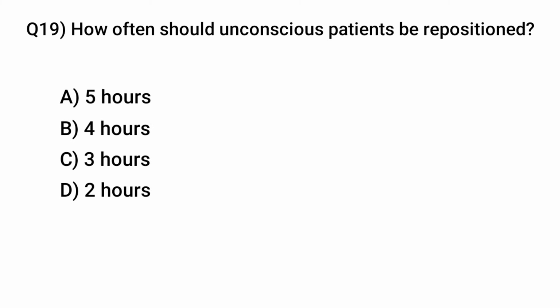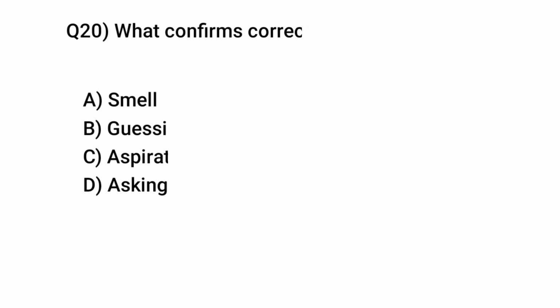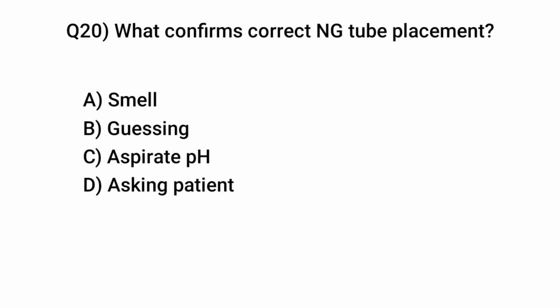Question number 19. How often should unconscious patient be repositioned? Correct option is D. 2 hours. Question number 20. What confirms correct nasogastric tube placement? Correct option is C. Aspirate pH.